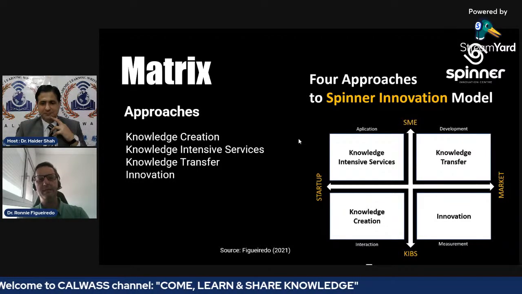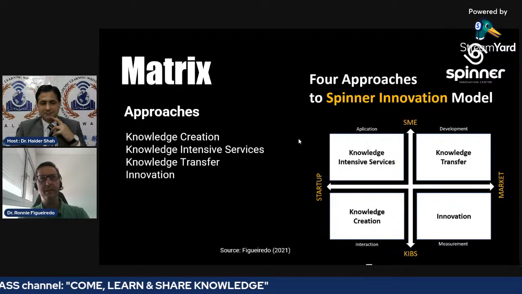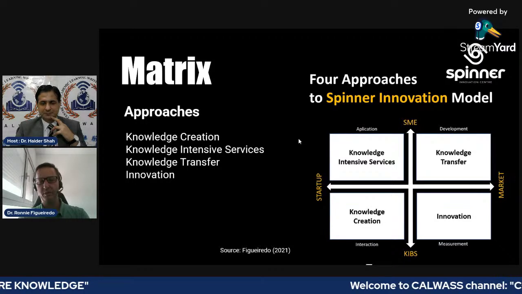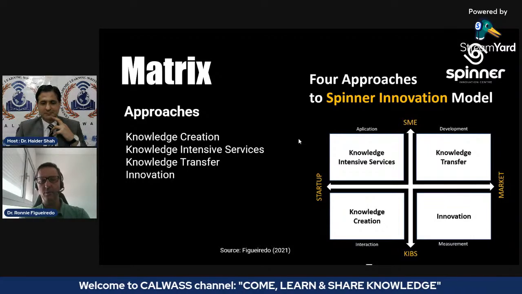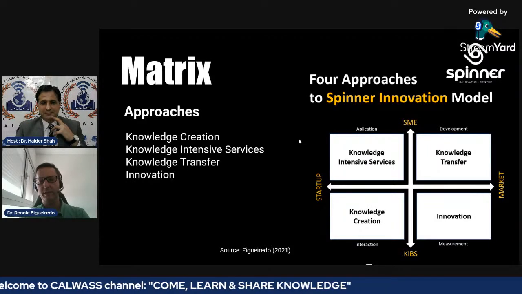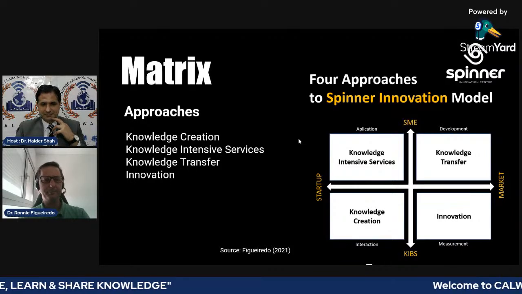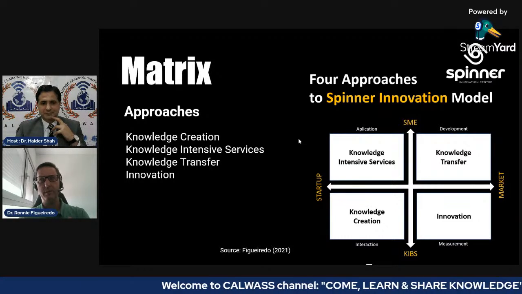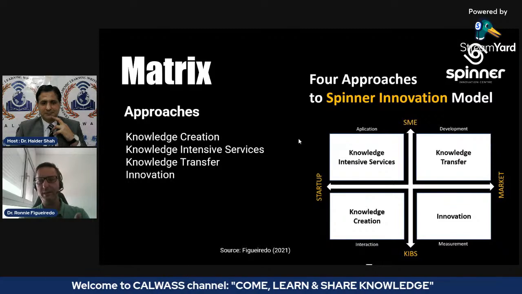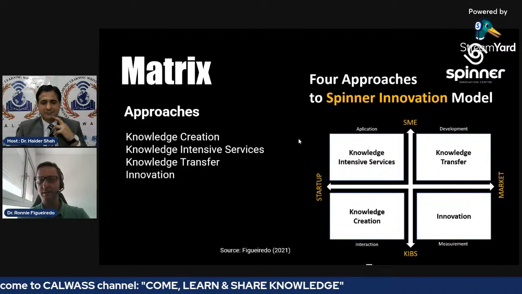Regarding this matrix, we decided to think in four approaches to the spin innovation model using the four variables. So you can consider only your KIBS approach, only the startup approach, or only SMEs looking at the market. I will explain the complex situation. It's complex, but it's easier to understand a complex situation this way.